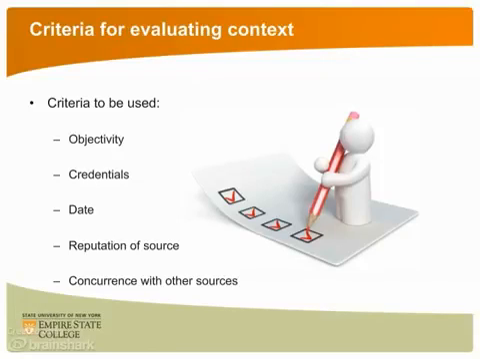Look at the date of the source. Is it reasonably current? Or has the field changed drastically since publication? Also, look at the reputation of the source. I would put more stock in an article from the New York Times before the National Enquirer, for example. Also look for concurrence with other sources. Has research been independently verified? Do other experts have similar opinions, or is your source a lone voice in the wilderness?